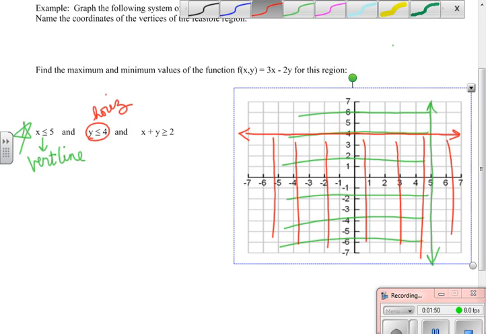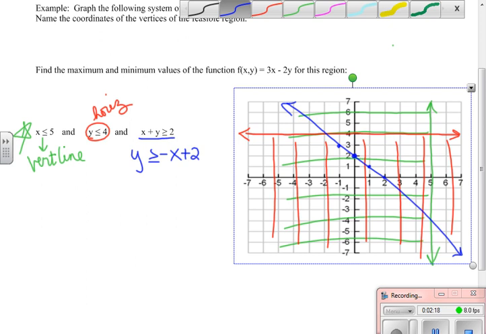Now this last equation is not in slope-intercept form, so I need to subtract x from both sides. y is greater than or equal to negative x plus 2. So my y-intercept is at 2, and my slope is negative 1 over 1. And since this is also a less than or equal to, I have a solid line that's going to cut like this.